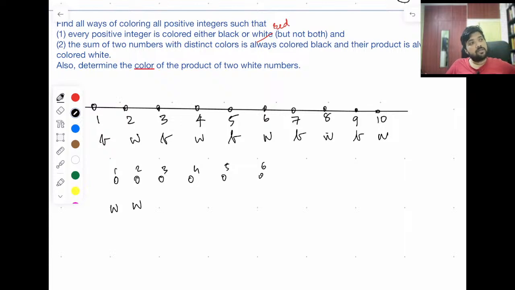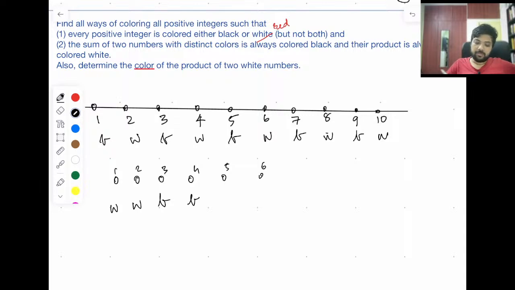Actually, okay, I mean, we can keep having white. There is no contradiction, because the condition is only with 2 distinct colors. So the first time we should get a black somewhere. So what if the first black appears at 3? White plus black is black, but white times black will be white.